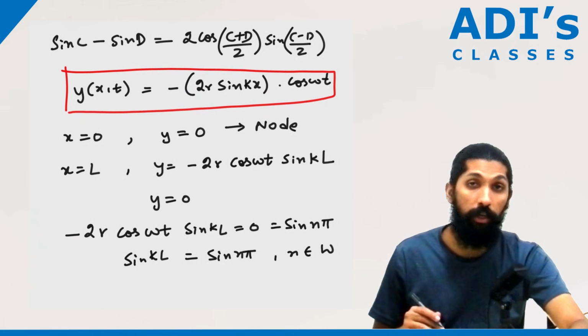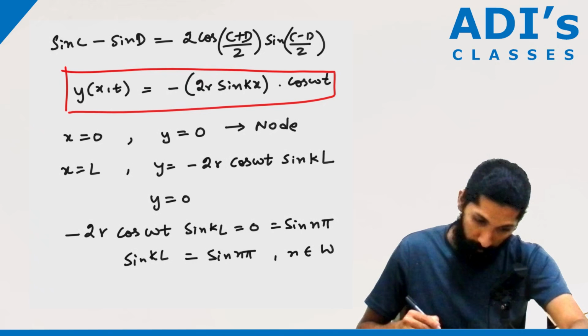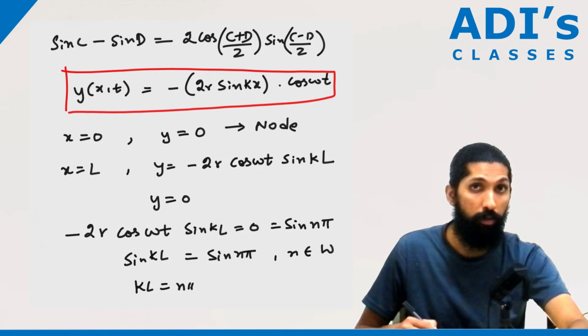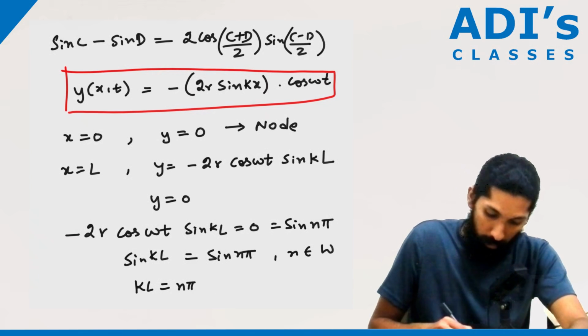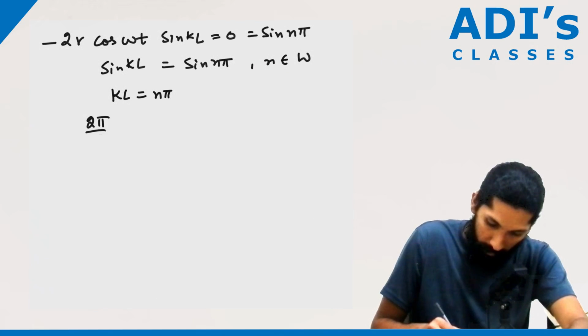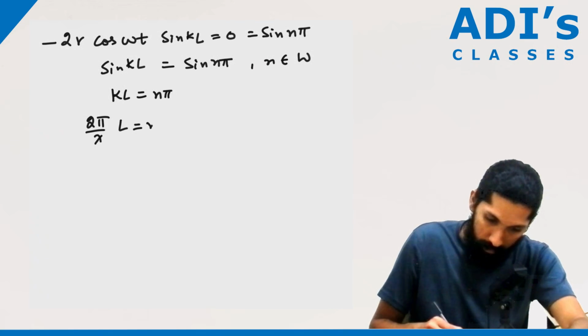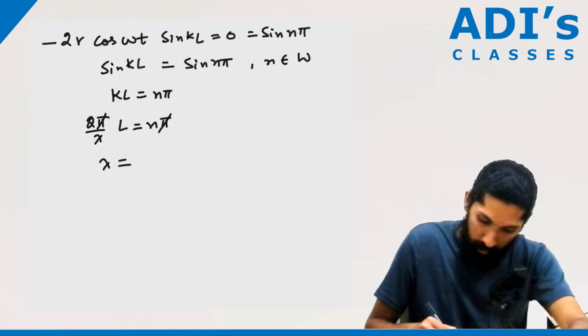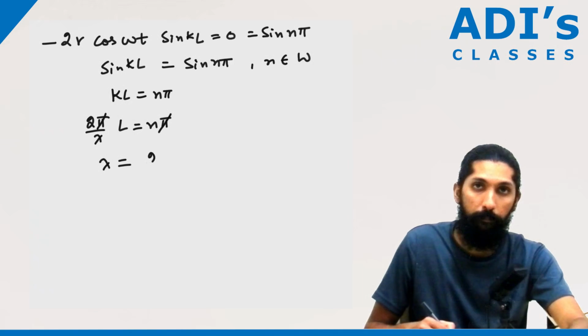Okay, now that you have kl is equal to n pi, now what do we have? You're going to have kl is equal to n pi, or what is k value? 2 pi by lambda, or 2 pi by lambda into L is equal to n pi, or lambda is equal to, see, pi and pi cancel, isn't it? So lambda is equal to 2L divided by n.